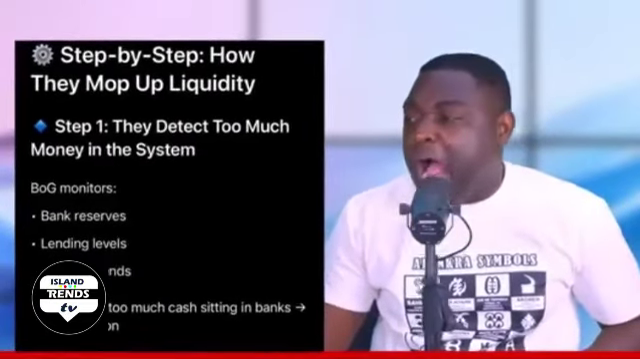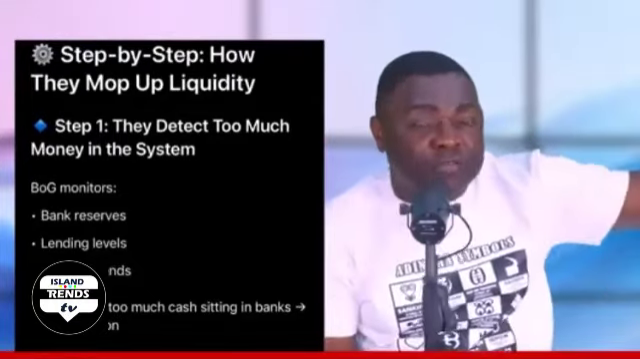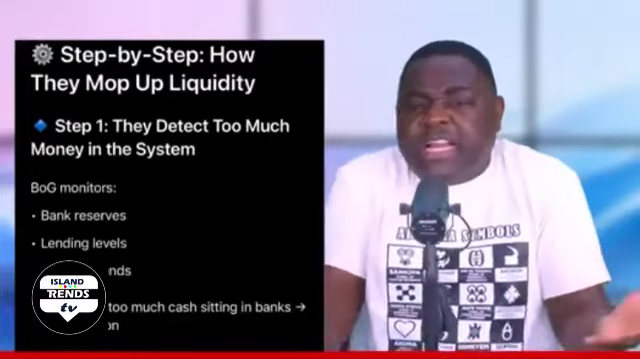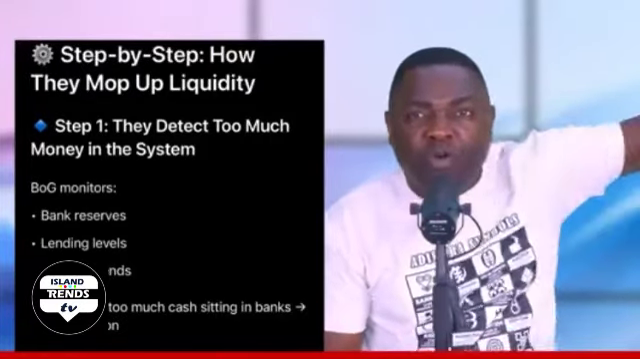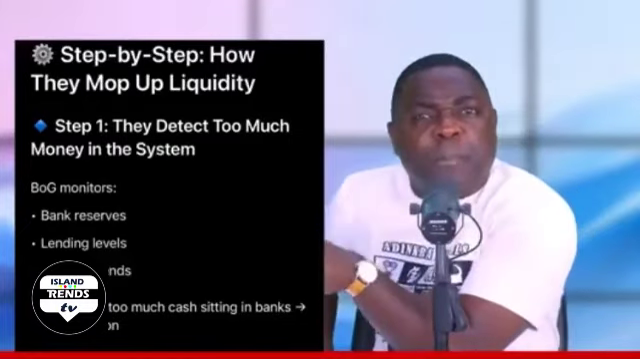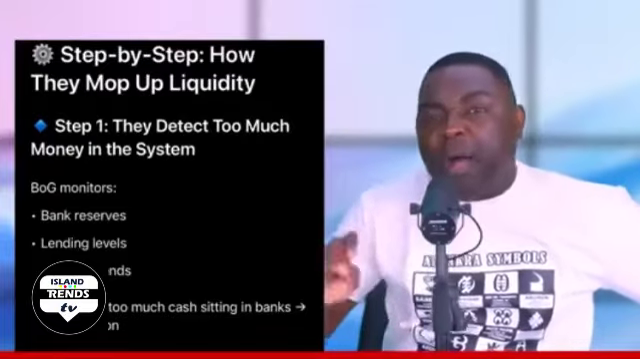Step by step, how they mop up liquidity. Mop up. The question is, the 62 billion, where did it come from? It is the 62 billion the MPP put in the system. Now, if you want to understand the mop-up, step by step, how they mop up liquidity.